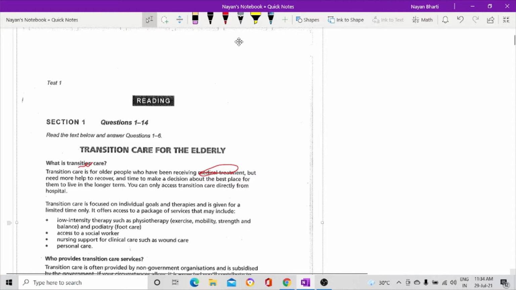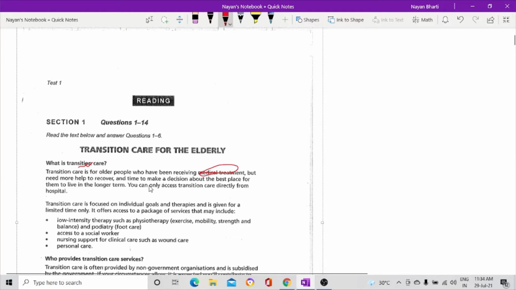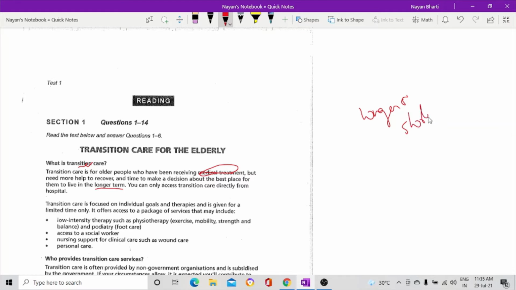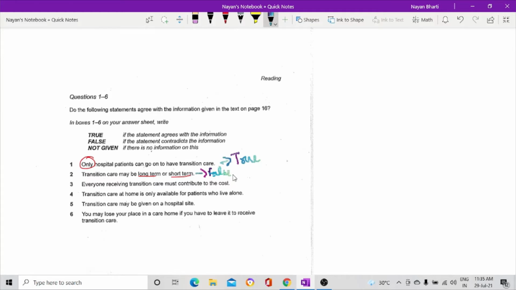So further it is saying, but need more help to recover. Okay, so that means it's a long term, and time to make a decision about the best place for them to live in the longer term. So this is for the longer term, but in the question they are saying longer or shorter. So this is contradicting the information. Hence the answer is going to be, what do you guys think the answer will be? Yes, you are correct. The answer is going to be false for this. This is going to be false.